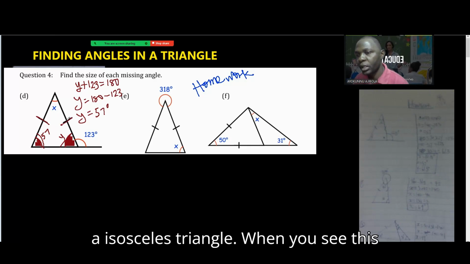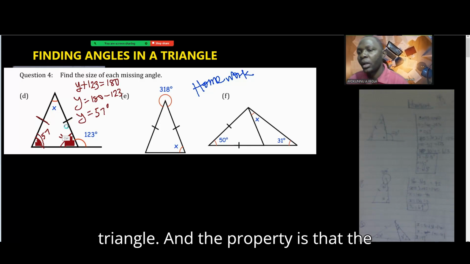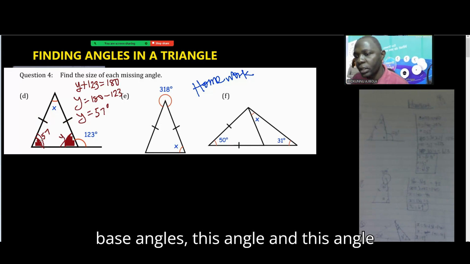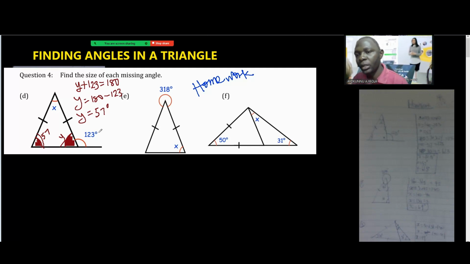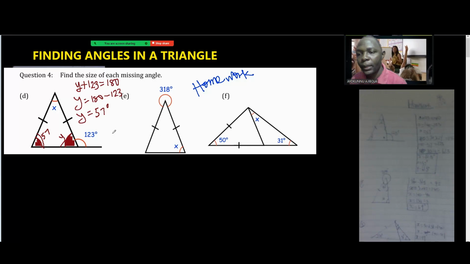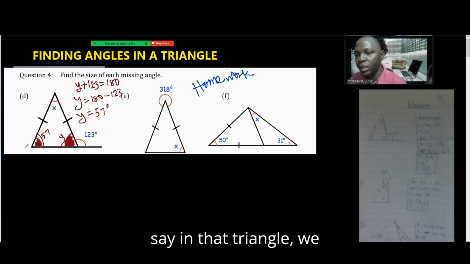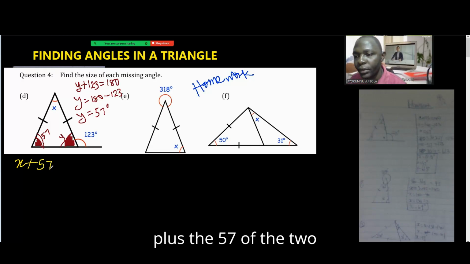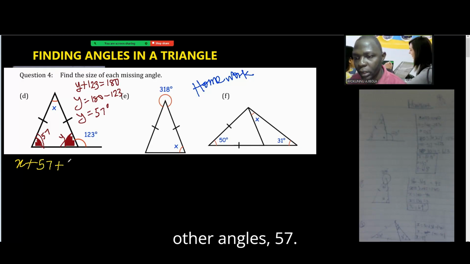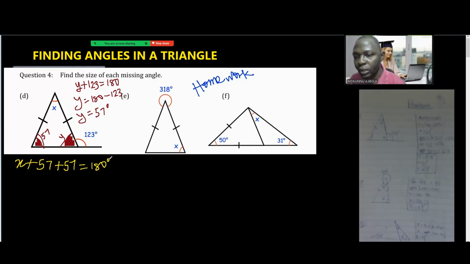So if that is 57, it means that this one is also 57, because they are equal since this is an isosceles triangle. When you see this mark, it means it's an isosceles triangle, and the property is that the base angles, this angle and this angle, must be equal, right? So in that triangle we have angle x that we're looking for plus the 57 of the two other angles. All of them should give us 180 degrees.